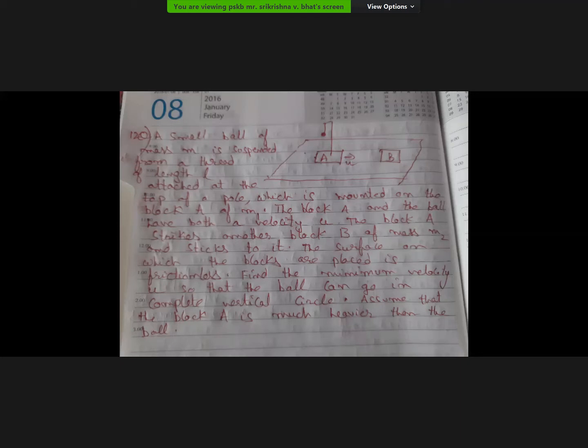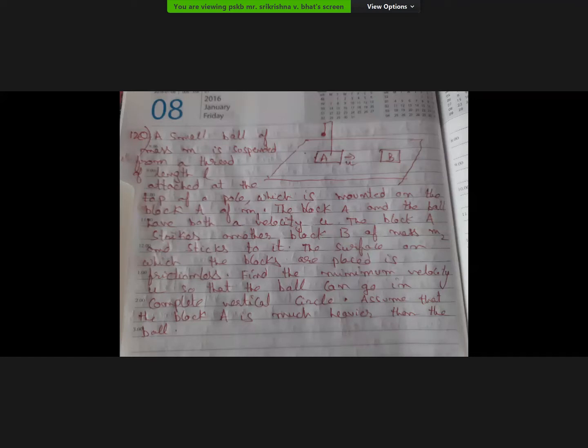A ball is at the top of a pole, which is mounted on a block A of mass m. The block A and the ball both have an initial velocity u in the direction shown. Block A strikes another, stationary block B of mass m2.